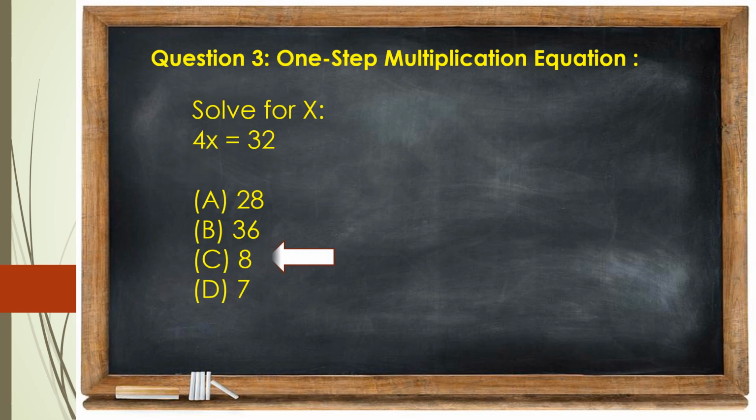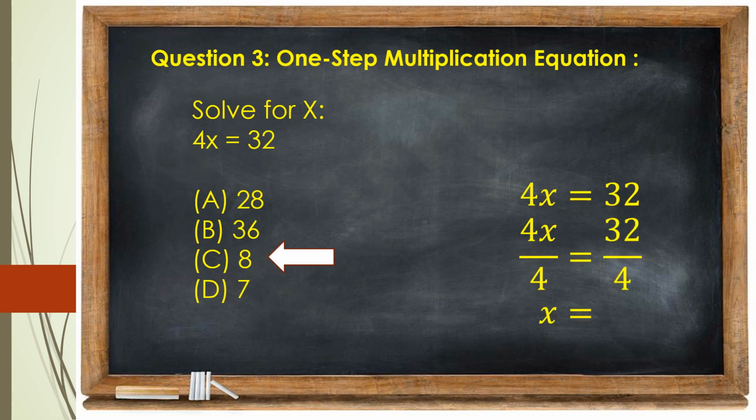The correct answer is C, 8. In algebra, when a number is written right next to a letter like 4x, they are multiplying. To break them apart and leave x alone, we must do the opposite of multiplication, which is division. We divide both sides of the equation by 4.